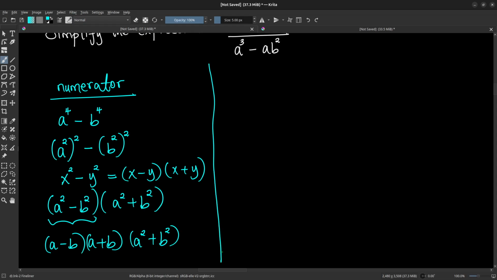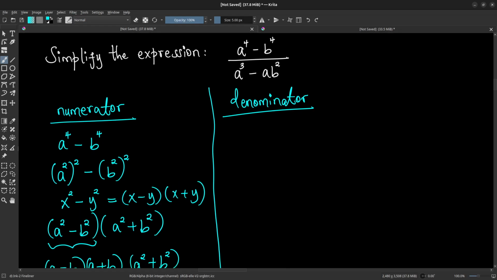Now let's move on to the denominator. So we were given the denominator as a cubed minus ab squared. So the common factor between these two terms is a. So let's factor a out. For the first one, a cubed divided by a gives us a squared, and then minus ab squared divided by a, we are left with b squared.